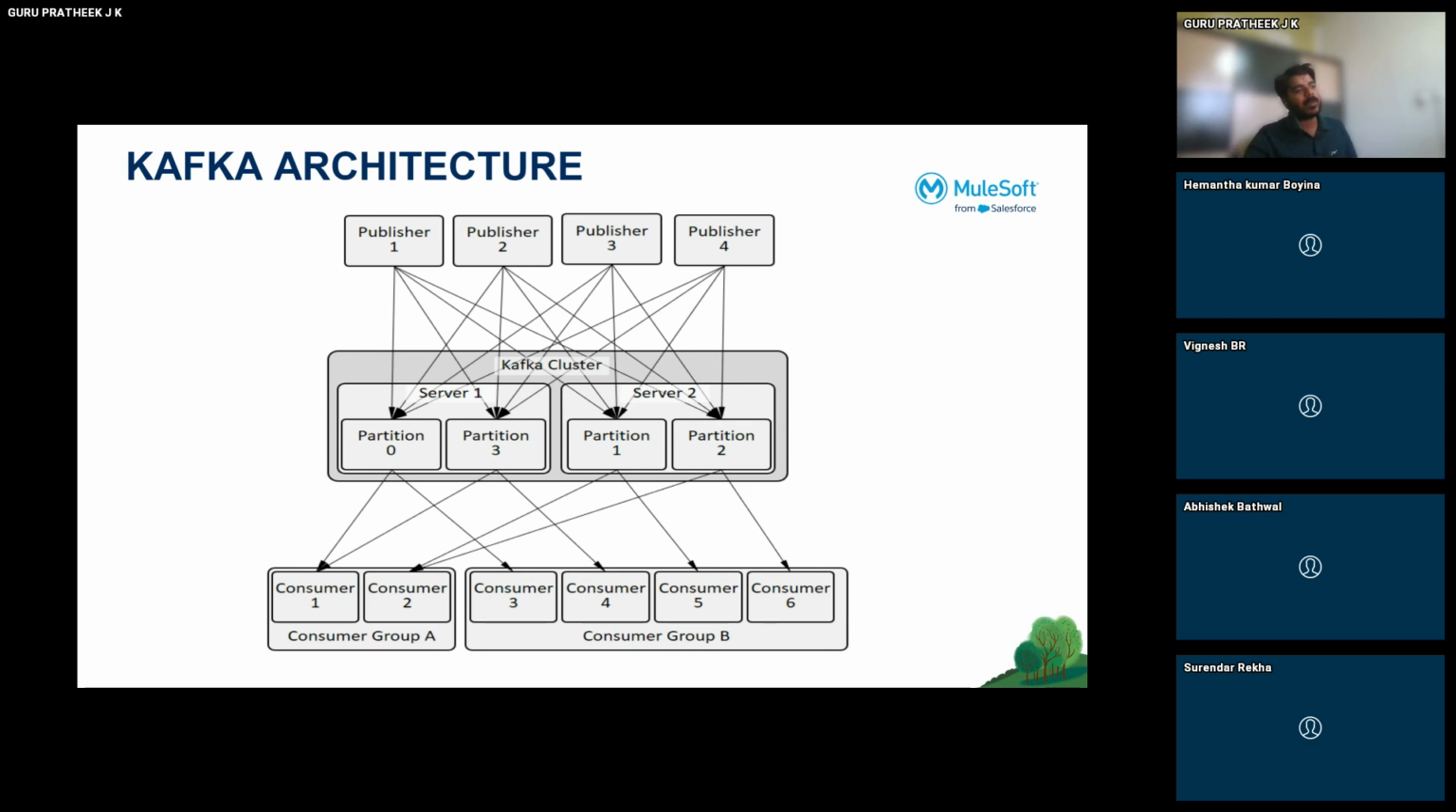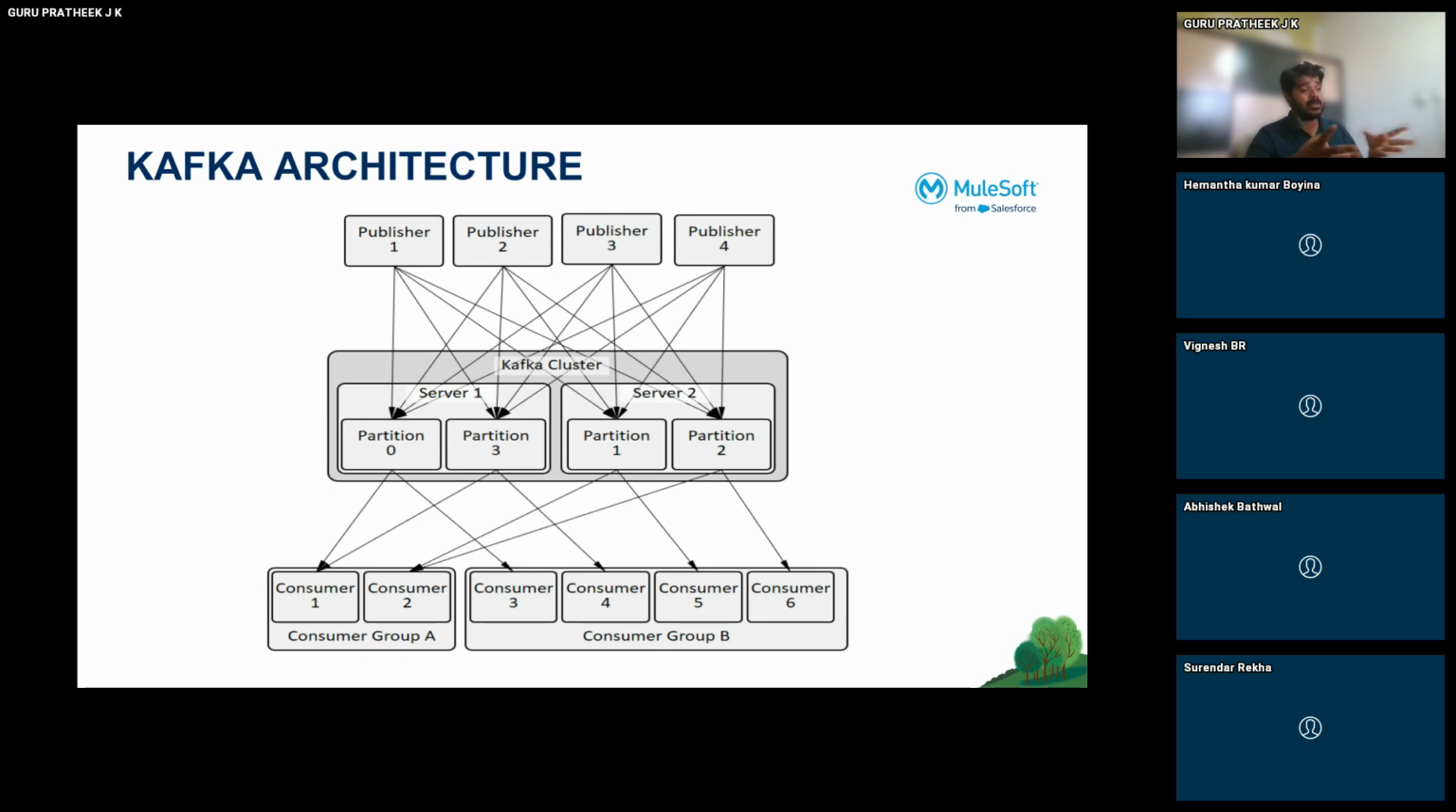But when it comes to a topic, each topic is broken down into partitions. It can have one partition at the least, and it can have n number of partitions. The maximum I have worked with is three. So a topic is broken down into a number of different segments, which are called partitions, and these partitions can be anywhere within the Kafka cluster. It's not mandatory that each partition has to reside in the same server. It can be split across multiple servers as well.